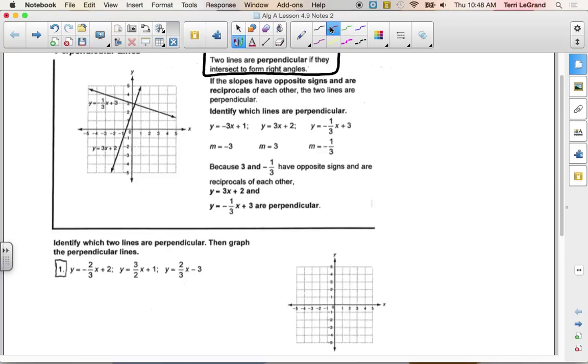Okay, here's how we're going to know. And I want you to underline this right now. If slopes are opposite signs, in other words, one is positive, the other one's negative. Doesn't matter which one's which. One is positive, the other one's negative. And, put a nice little box around that word, and this also has to be true: they are reciprocals of each other. Then we have ourselves perpendicular lines.